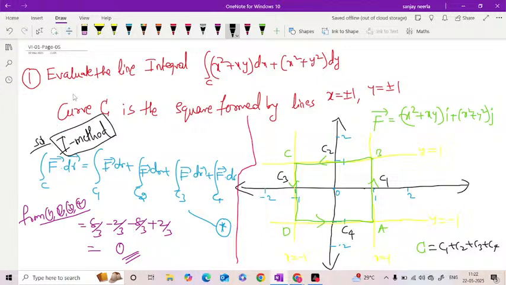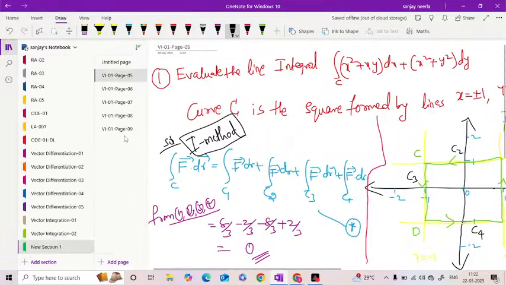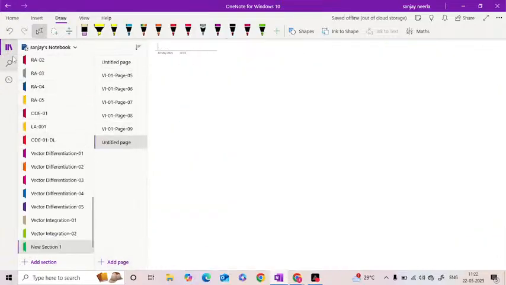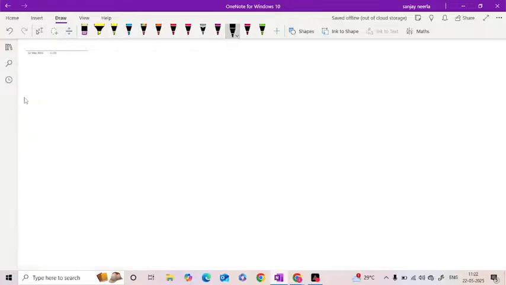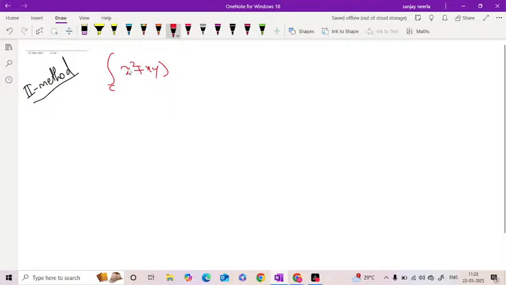Now come to method number 2. What is our question? Line integral over C of x square plus xy dx, plus x square plus y square dy.